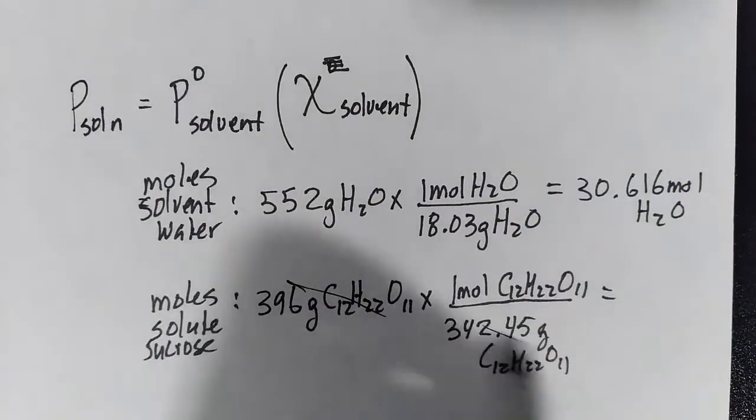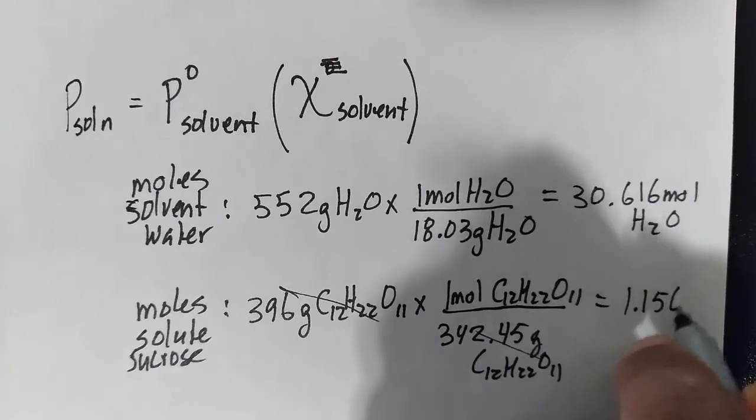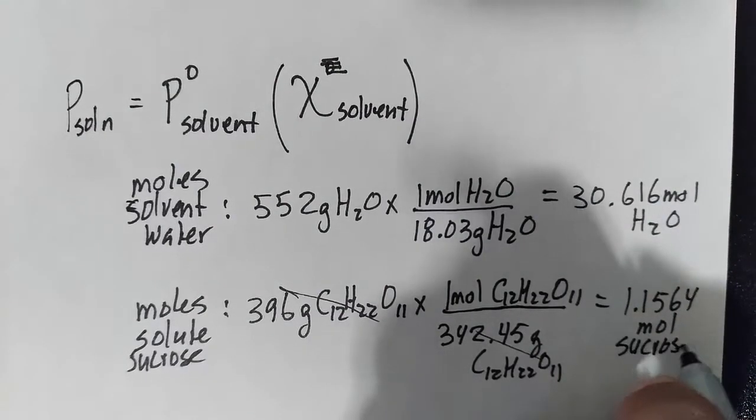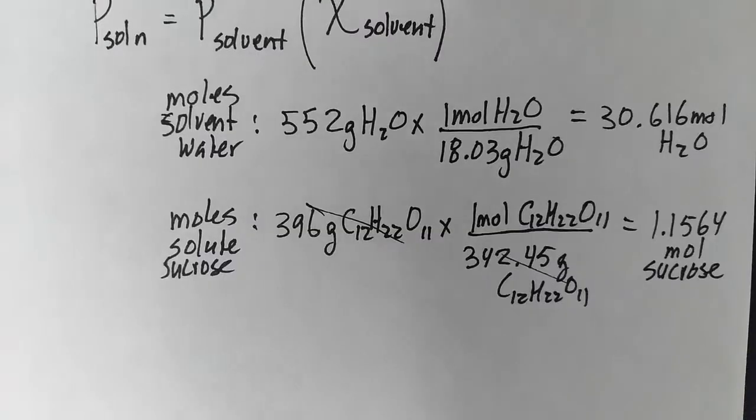So let's go ahead and figure out how many moles there are. Remember, the grams cancel. So I'm getting about 1.1564 moles of our sucrose. I'm adding a little extra digits here because I'm in the middle of the calculation.